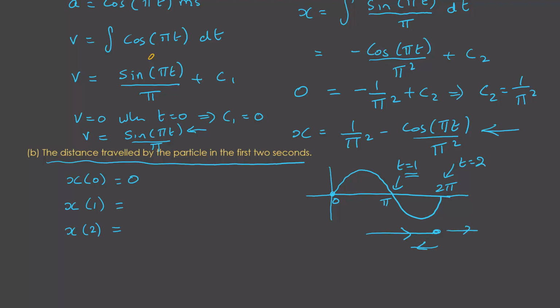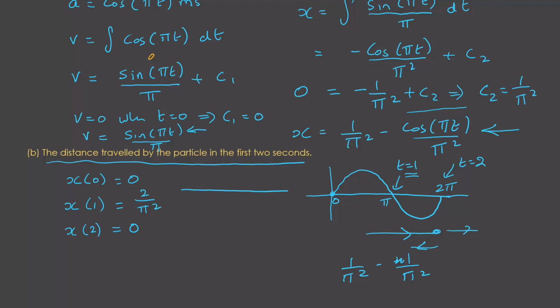So here's our expression for x. The cosine of pi is negative 1. So when t is 1, that's going to become 1 over pi squared, take away negative 1 over pi squared. So this will be 2 over pi squared. When t is 2, the cosine of 2 pi is 1. So that will become 1 over pi squared, take away 1 over pi squared, so it's back at the beginning.